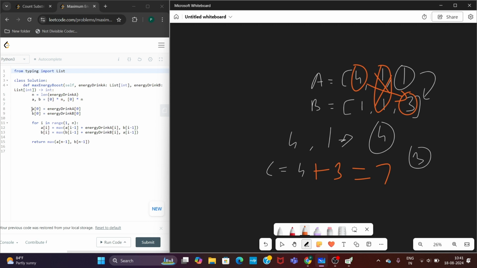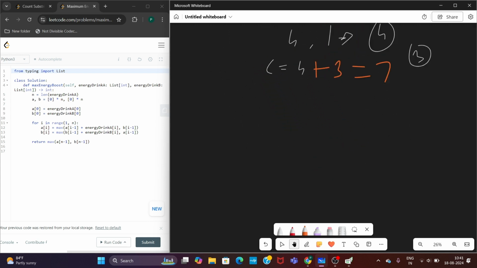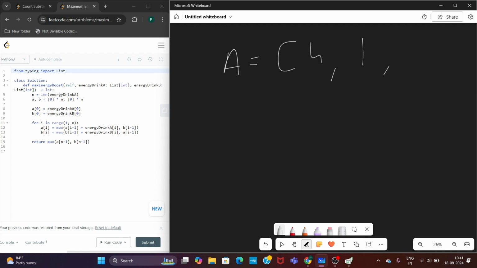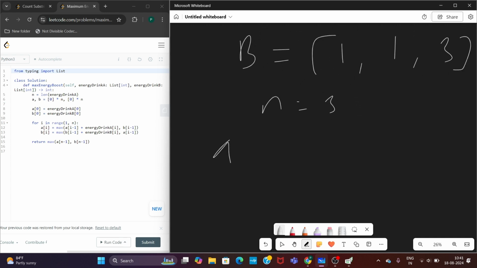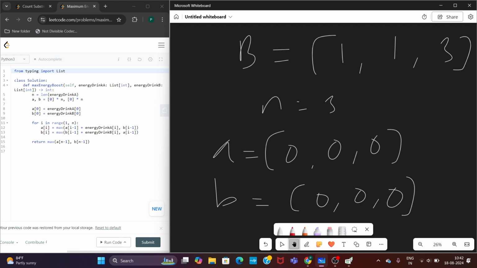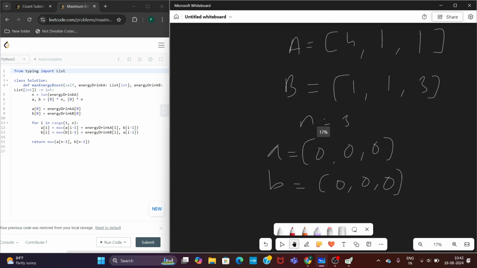Then I've initialized my... let's understand this with the example only. 4 1 1 and 1 1 3. A is 4 1 1 and B is 1 1 3. Okay? So n over here, in this case, is 3. Now let's see, A is 0 into n, means 0 into 3. Size of A will be 3 and size of B also 3. Okay, so this is my A and B.